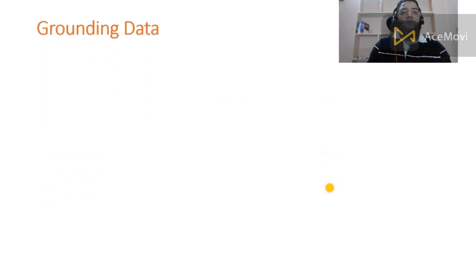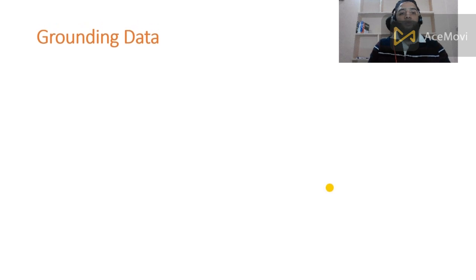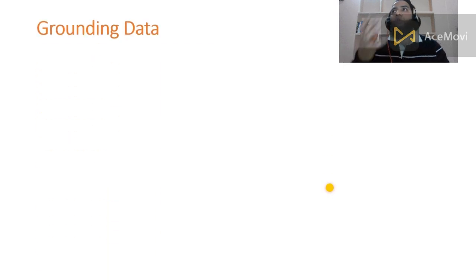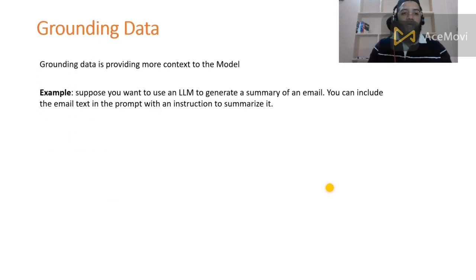Okay, so now let's look at grounding data. Grounding data is providing more context to the model. Zero shot, one shot and few shot learning is where you're providing examples, whereas with grounding data you provide more context. For example, suppose you want to use an LLM to generate a summary of an email. You can include the email text in the prompt with an instruction to summarize it. So the email here acts as grounding data, and based on that data it generates the summary of it.